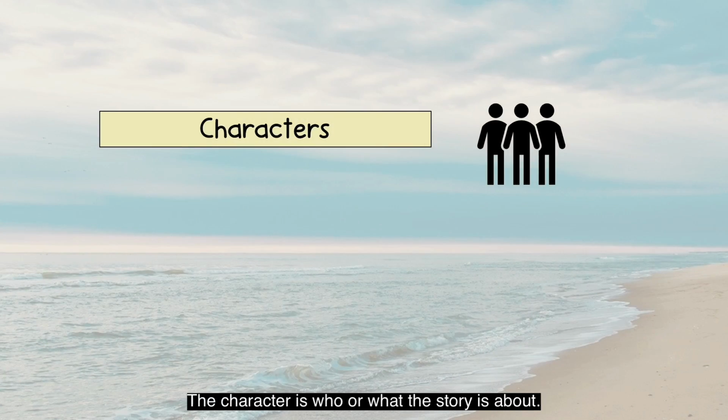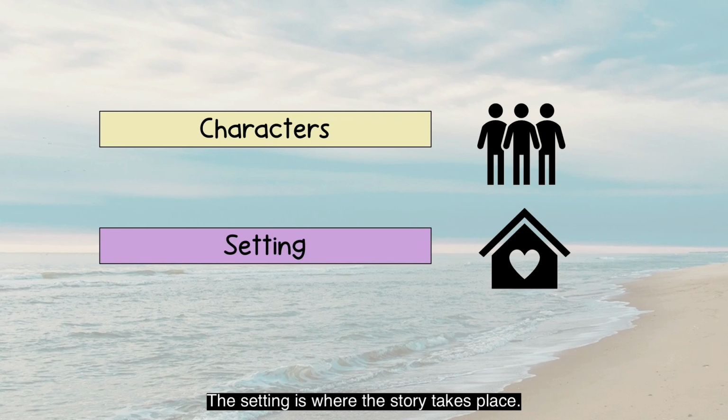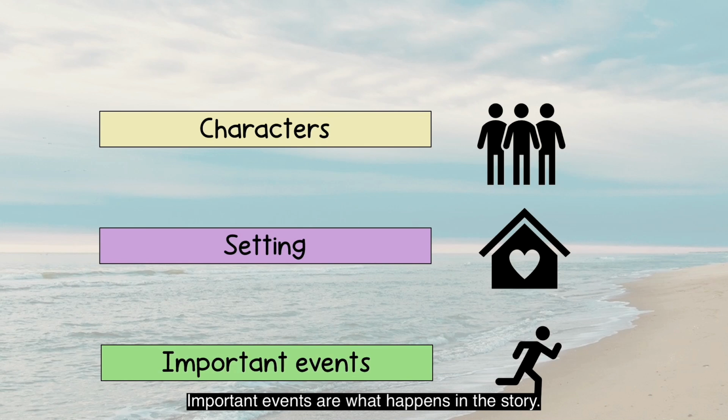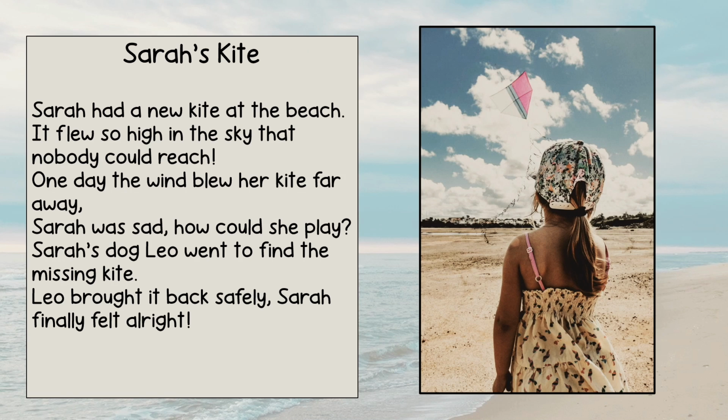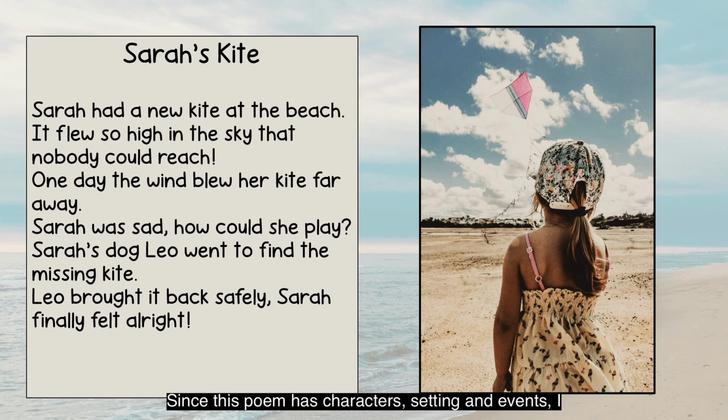The character is who or what the story is about. The setting is where the story takes place. Important events are what happens in the story. Since this poem has character, setting, and events, I want you to listen for those three things while I am reading aloud. This poem is titled Sarah's Kite.